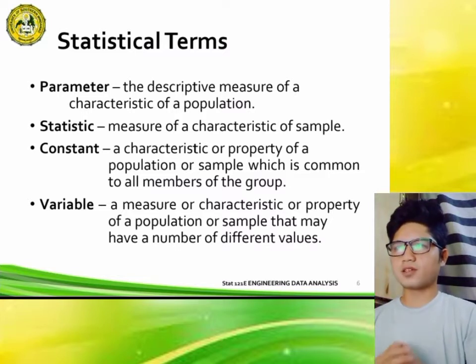And then we have constant, a characteristic or property of a population or sample which is common to all members of the group. So, di ba, magkuha ka ng data sa isang population or sample, and then may mga common kasi sa kanila na makukuha mo na data. So, ito yung tinatawag na constant natin. So, ganun. And then we have variable, a measure or characteristic or property of a population or sample that may have a number of different values. So, di ba, iba-iba na yung mga values na makukuha natin sa ating mga data collection natin.